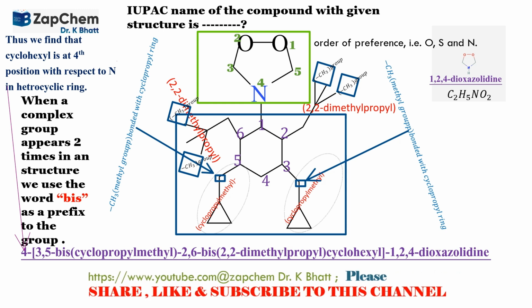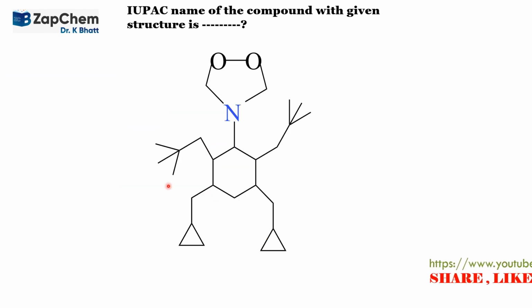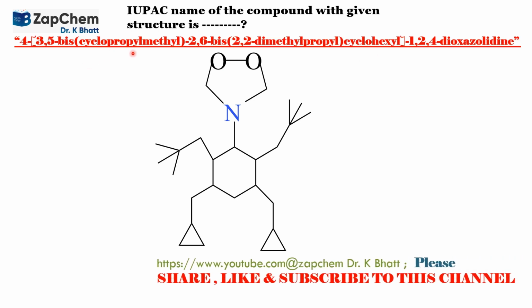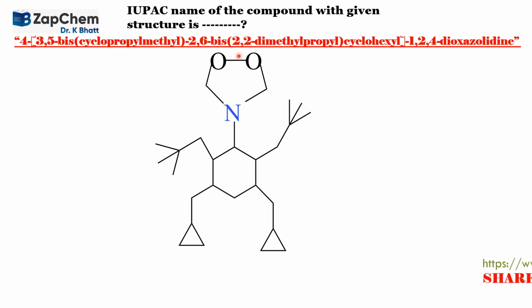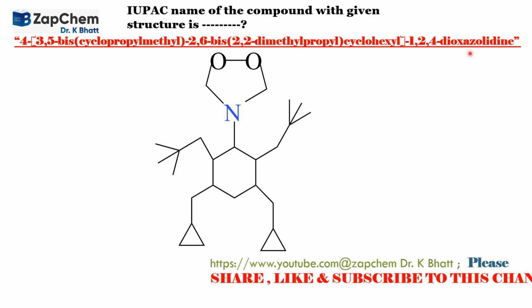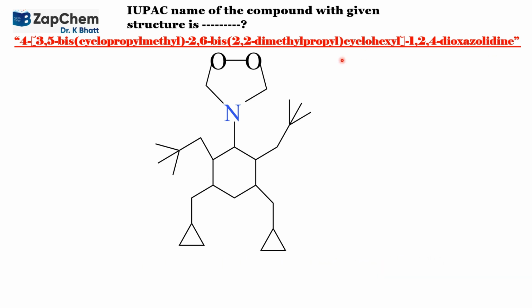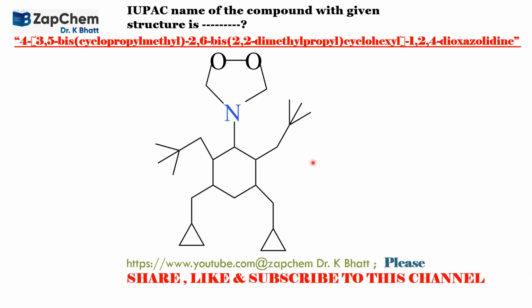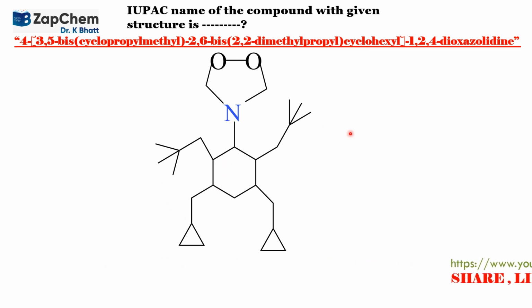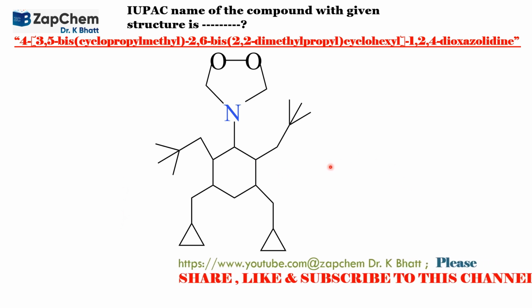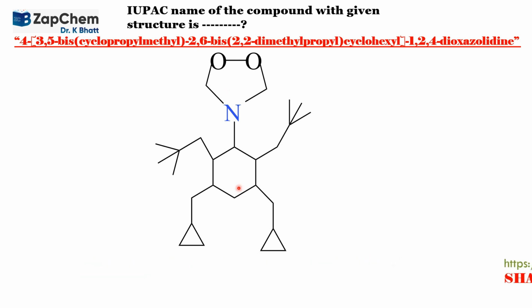Finally, we can write that the IUPAC name of the compound with the given structure is 4,3,5-bis(cyclopropyl methyl), 2,6-bis(2,2-dimethyl propyl) cyclohexyl 1,2,4-dioxazolidine. That's the correct name of this structure. So we have seen that a little consideration about such structures can help us write the correct name. Where there is a heterocyclic ring, there is a cyclic ring.